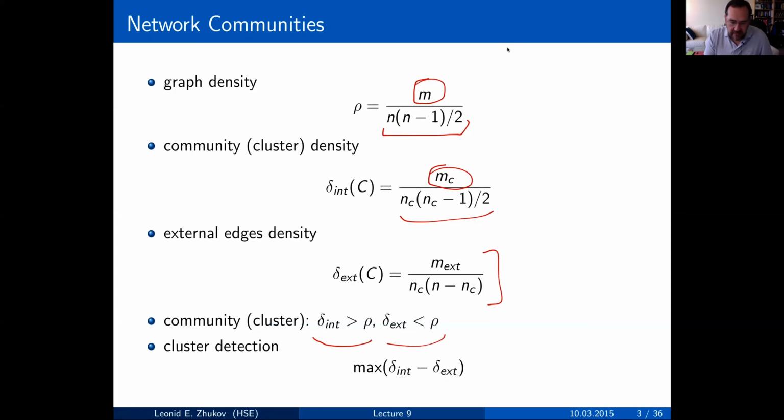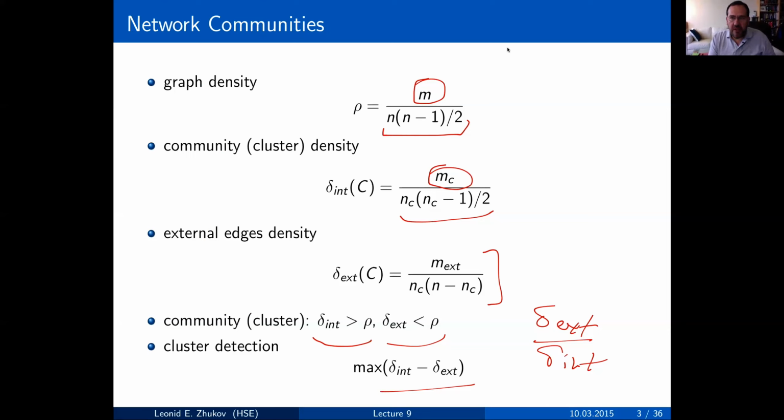Or you can, for example, find the ratio of, say, density external, density internal, or say, for example, you can look for the difference. Now, this is a sort of intuitive metric of what a community is. It's one of those metrics which is easy to measure when you already have communities, to verify that what you have is a community. But it is hard to use to actually build an algorithm to optimize something and find those communities.